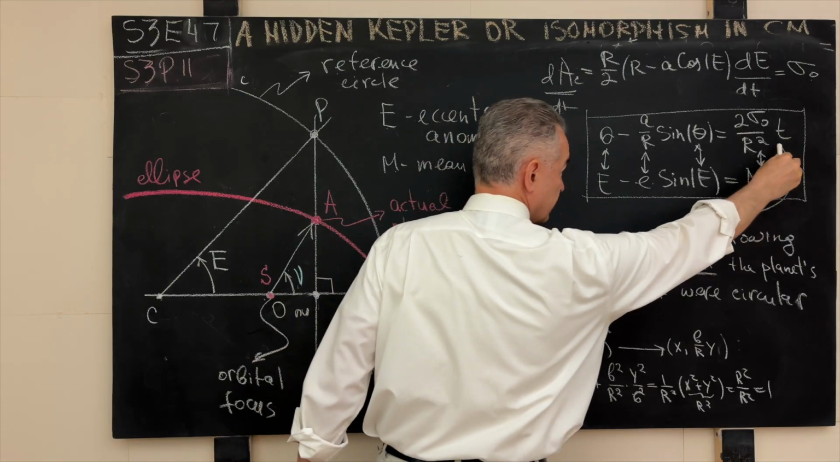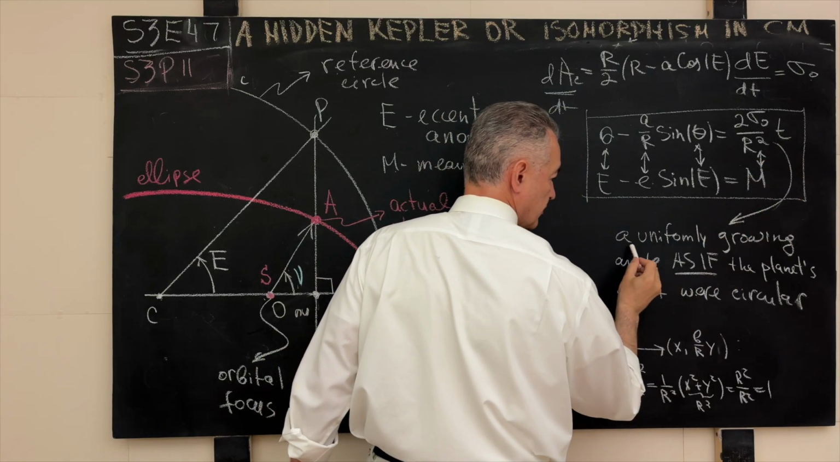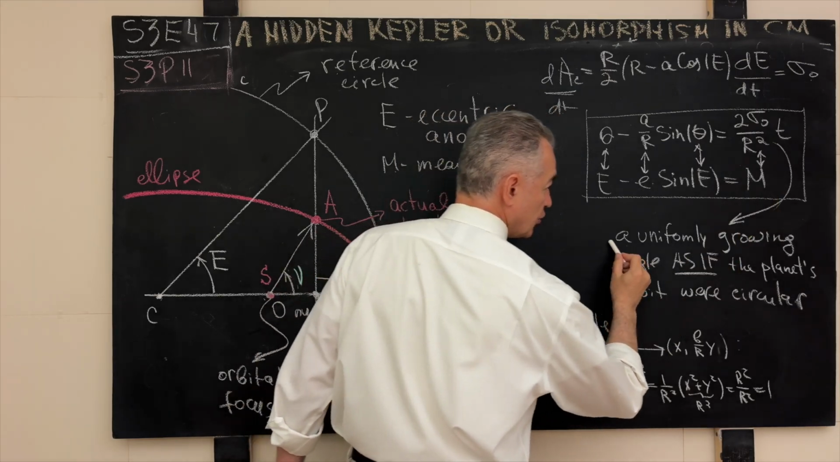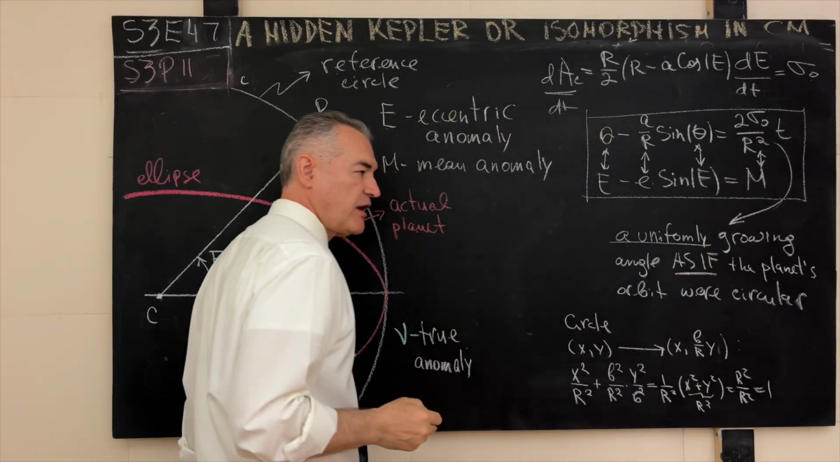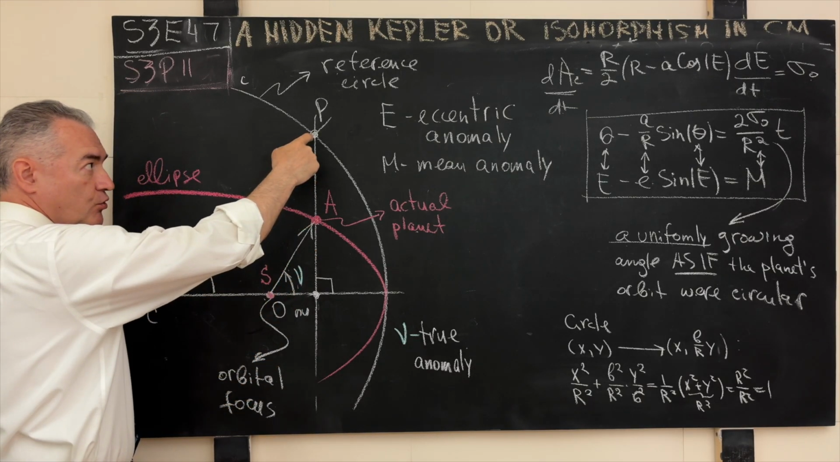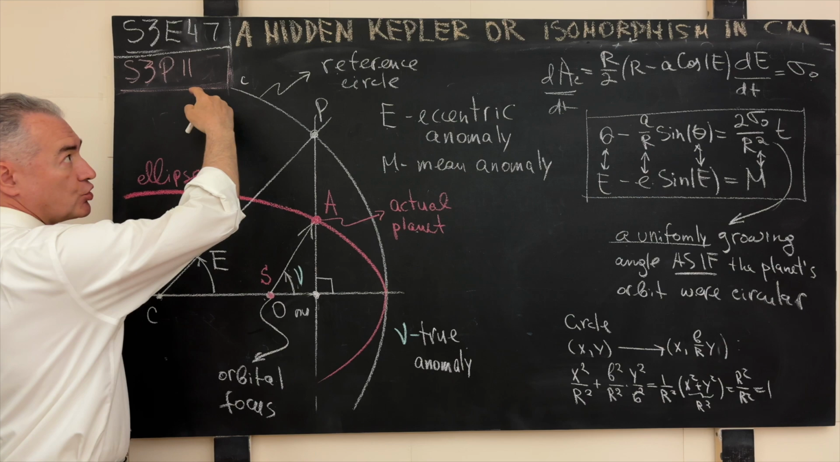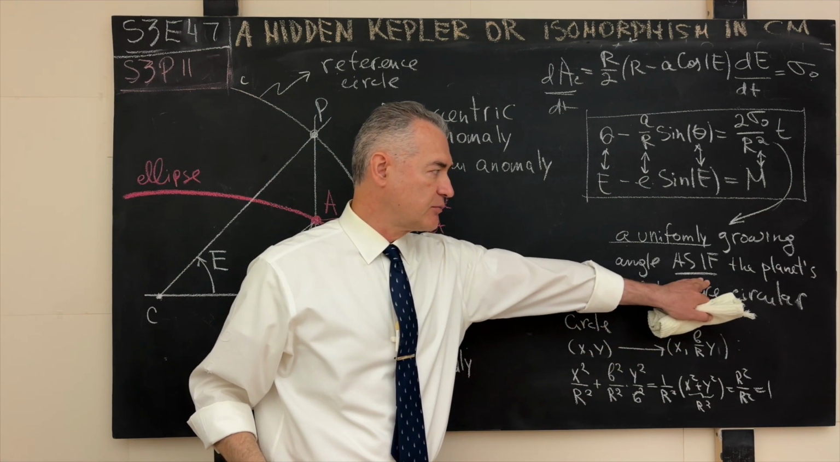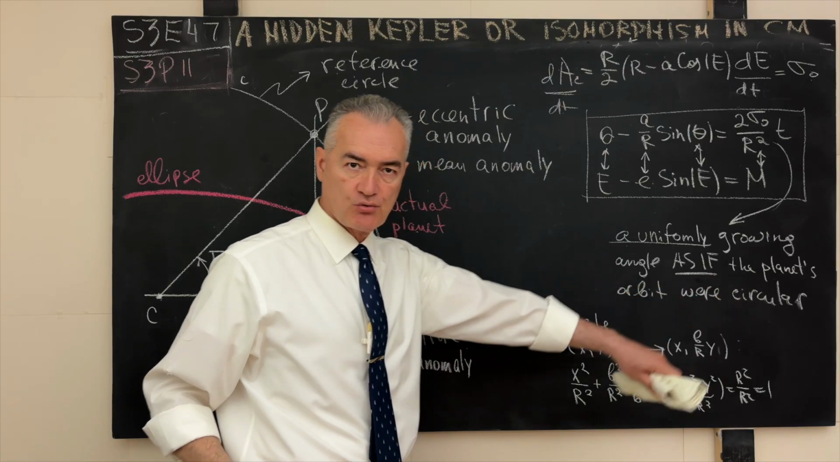And look at this, even from our equation over here, it follows that our equivalent of the mean anomaly is a uniformly growing angle, as if the orbit of the planet were actually a perfect circle, shown over here, as if, this is important, as if the planet's orbit were an actual circle.